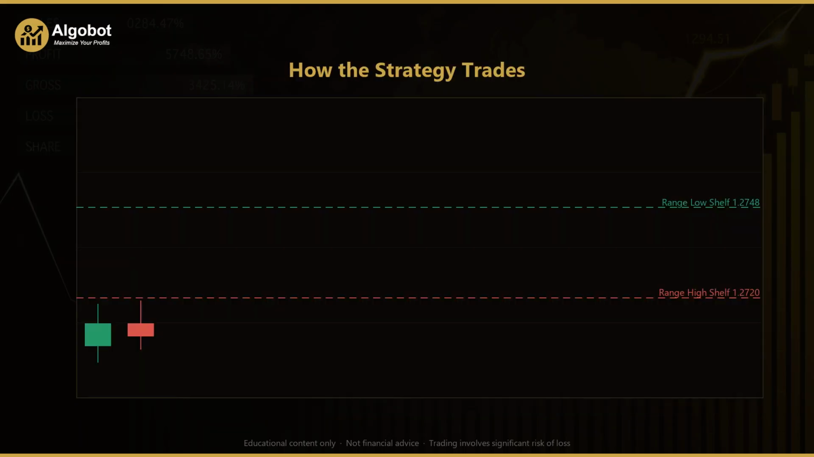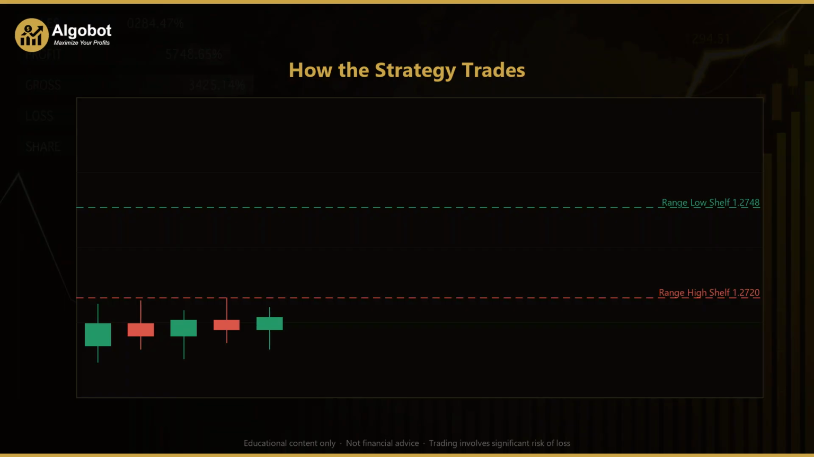Let's bring the logic to life on this illustration of the British pound against the US dollar. Watch the price action only chart, with two dashed reference lines drawn across it. The red line is the range high shelf at 1.2720, and the green line is the range low shelf at 1.2748. We begin on the left, where the first several candles drift sideways in a tight band. Notice how their highs keep stalling right around the range high shelf at 1.2720. This is the kind of balanced market the strategy waits on.